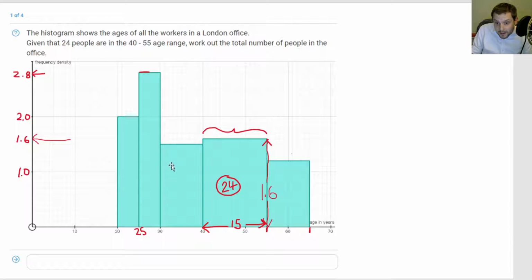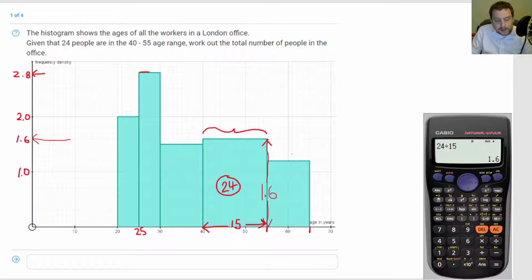And then after that, you just kind of have to fill in the areas. So let me load the calculator up again. What's the first one? We have got a width of 5. So this is the 20 to 25 one I'm talking about. It's got a width of 5 and a height of 2. So, okay, 5 times 2 is obviously 10. Don't need the calculator for that one. So this one here has an area of 10.